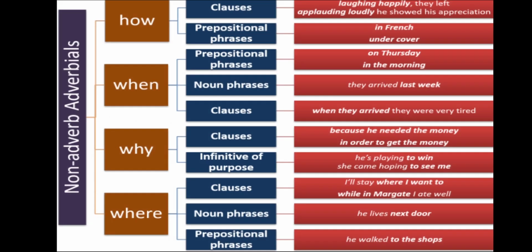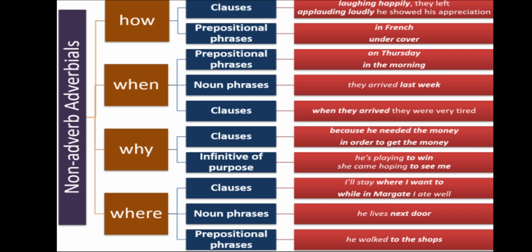Now we will see one kind of chart, non-adverb adverbials. Also using WH words how, when, why, where in different situations of the grammatical section. Clauses, prepositional phrases. How is used in this way. Laughing happily, the left applauding loudly, he showed his appreciation.